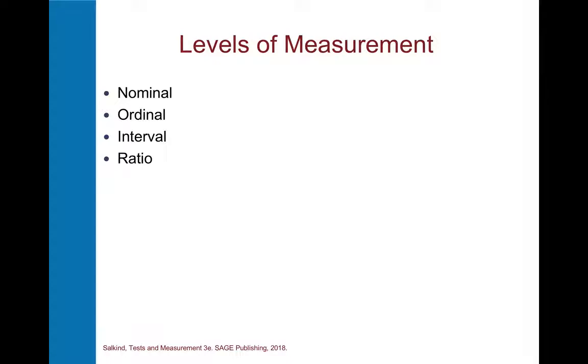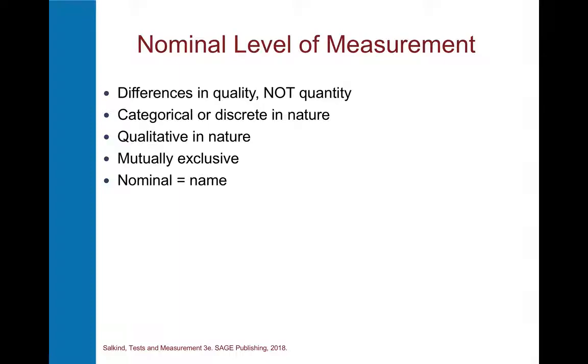There are 4 levels of measurement: nominal, ordinal, interval, and ratio. If you've ever worked with SPSS before and you clicked on variable view, I think when you click on variable type, you should see these different classifications being made available to you. In the next couple of slides, I'm going to talk a little bit more about each of these. Alright, let's talk about the nominal level of measurement.